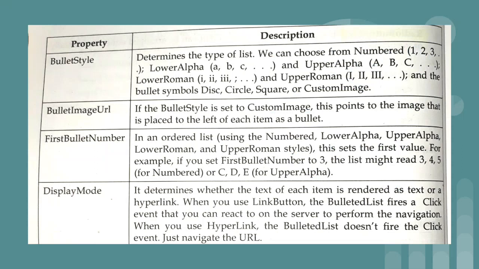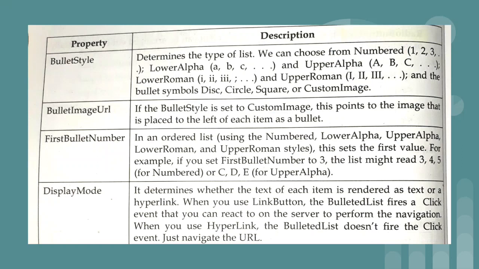Then we have first bullet number. First bullet number means sometimes we want to display the numbering starting from 3 4 5 or E F G, like that. We don't want A B C D as the starting number. For that you can use first bullet number equal to, if I write C, then the numbering will start from C, D, E, F.